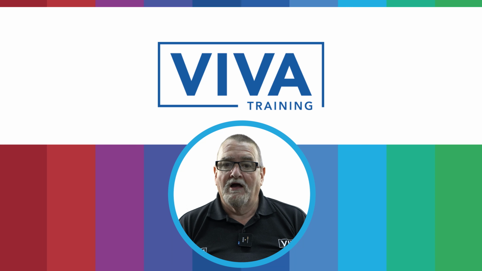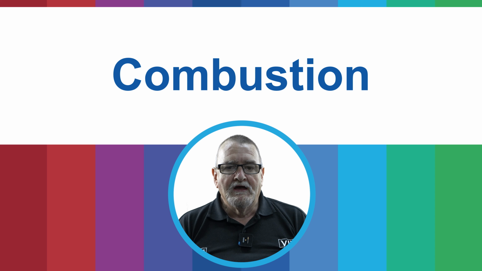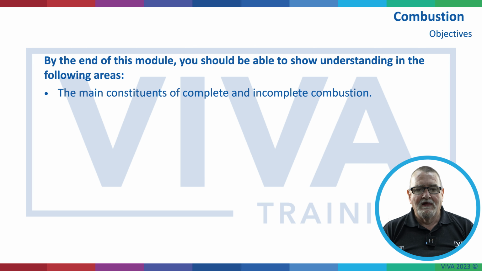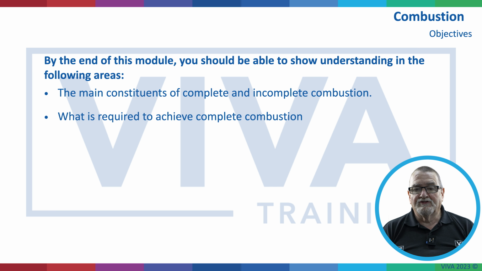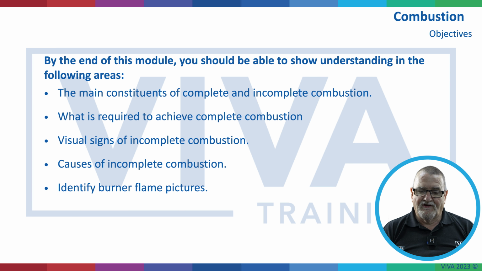So today's module and presentation, we're going to be looking at combustion. So without further ado, by the end of this module, you should be able to show an understanding of the following areas. The main constituents of complete and incomplete combustion. What's the requirement to achieve complete combustion? Visual signs of incomplete combustion. Causes of incomplete combustion. Identify burner flame pictures, and the ambient levels of CO and CO2 in atmosphere.